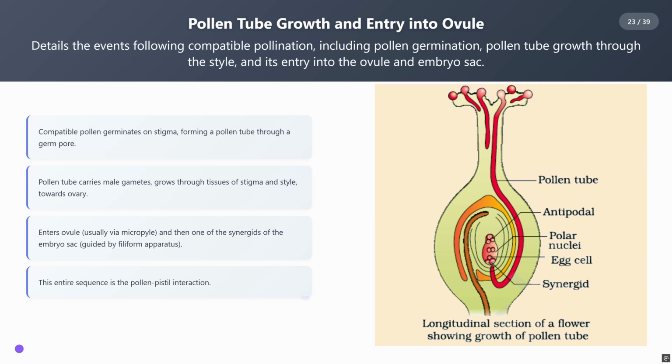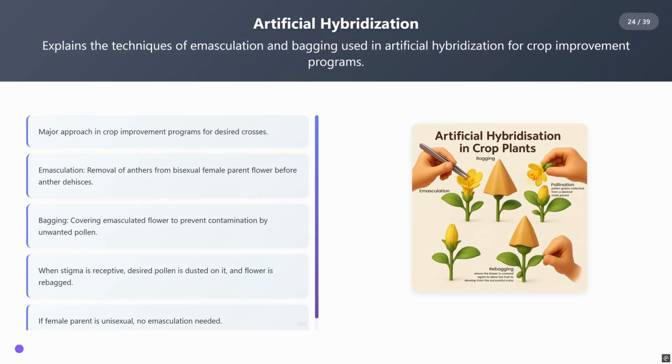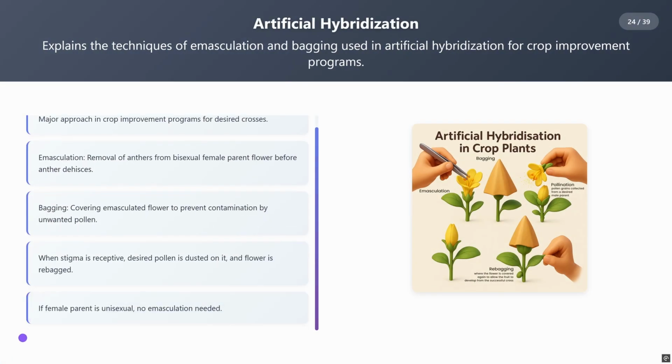It allows them to sometimes overcome natural incompatibility barriers and make successful crosses between plants that might not normally hybridize, leading to desired new crop varieties through artificial hybridization. Artificial hybridization. Right, that sounds like how breeders create new types of plants, giving nature a bit of a helping hand. How exactly is that done?